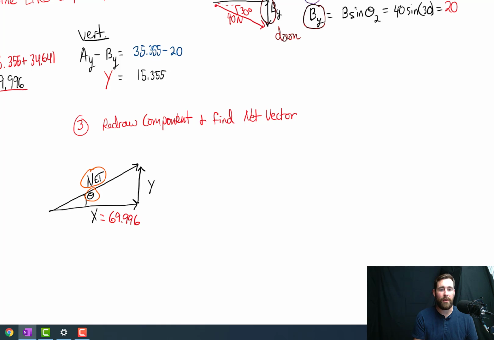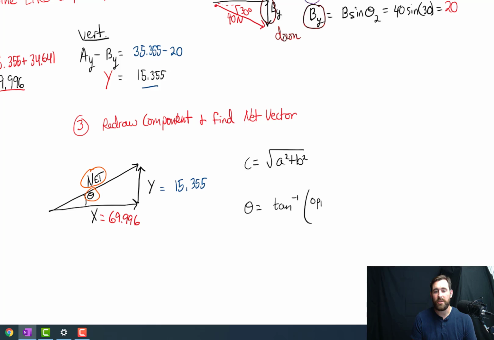69.996, and that's what we calculated from step 2 by combining our vectors. Our Y value was 15.355. And again, that came from earlier where we combined our Y components. So now we can use our equations here. I can use C is equal to the square root of A squared plus B squared. And I can use theta is equal to tangent inverse of opposite over adjacent. Okay. I'm going to punch in my numbers here, get some values, and then close things up.